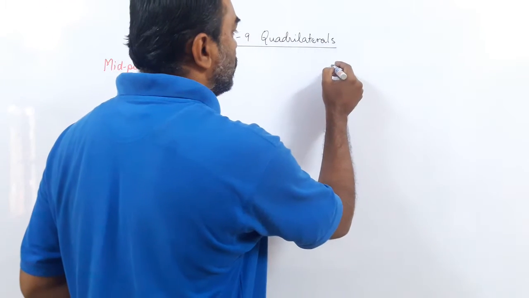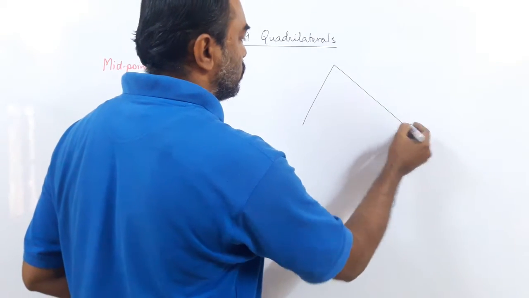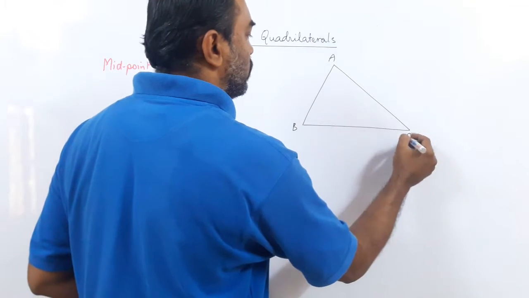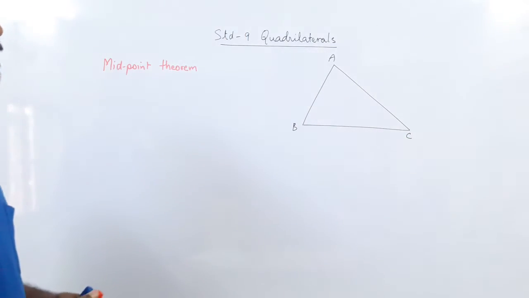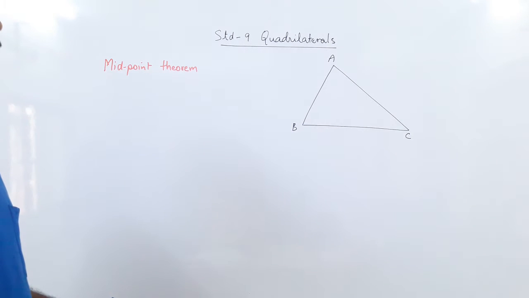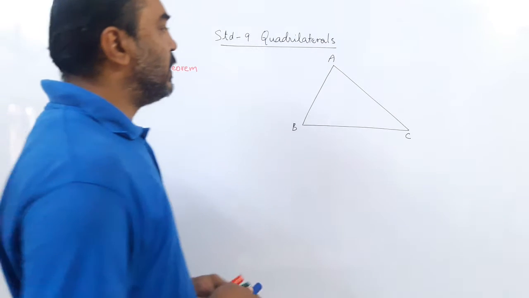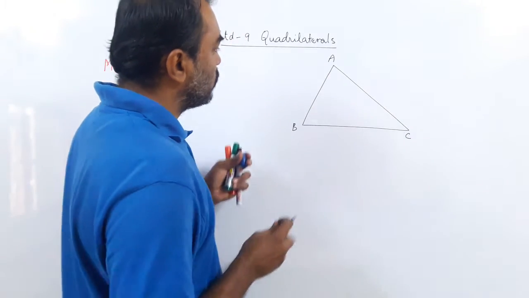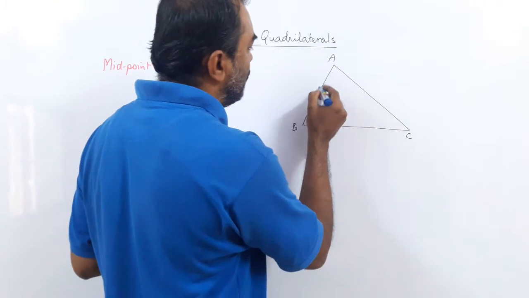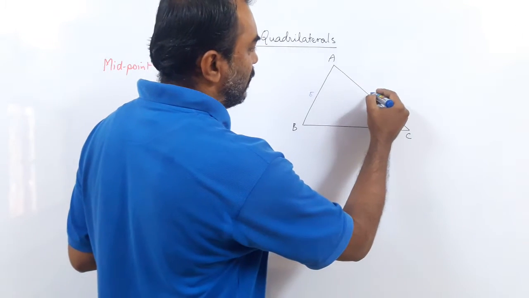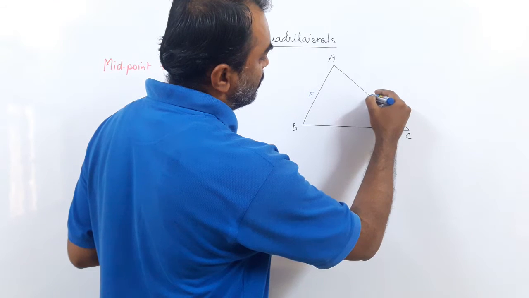So, let us draw a triangle. I want a triangle ABC. Now, what does this midpoint theorem state? It states the line joining the midpoints of two sides of a triangle. So first let me take the midpoints of two sides of this triangle. Let E be the midpoint of AB and let F be the midpoint of AC.